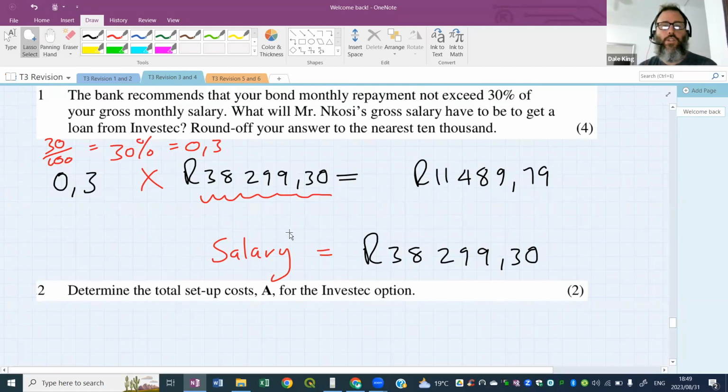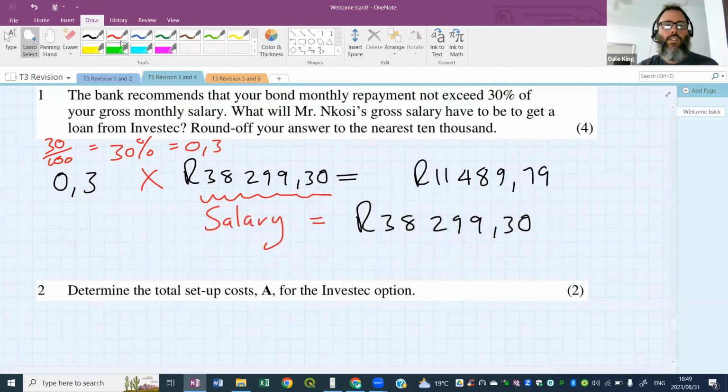Absolutely. Thank you very much. So this answer is not done yet. So we have to say, what must it be? Nompumelelo, you there? Yes, sir. I'm still thinking. Okay, the nearest 10,000. If I point to the numbers, this is units, that's tens, that's hundreds, that's thousands. This one is the 10,000s.